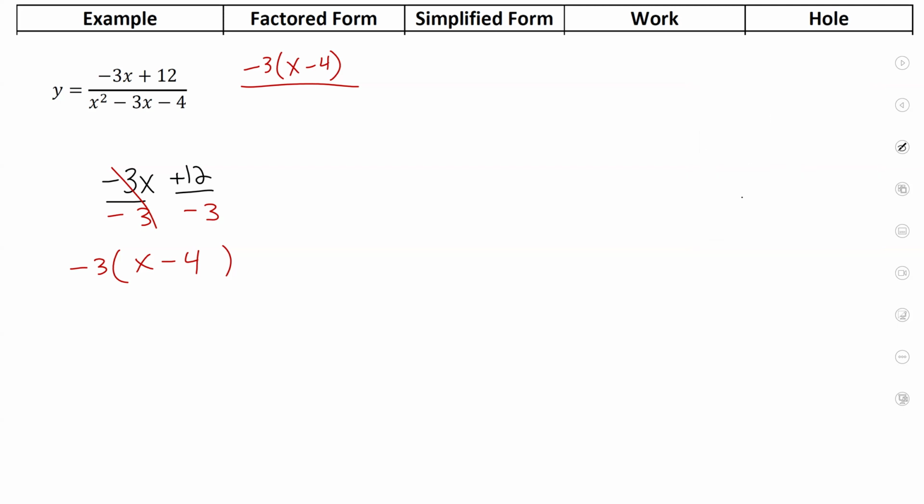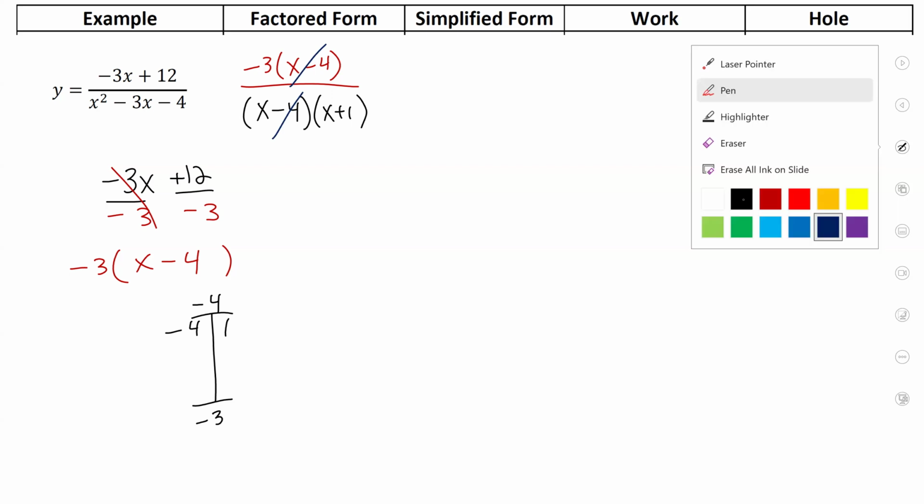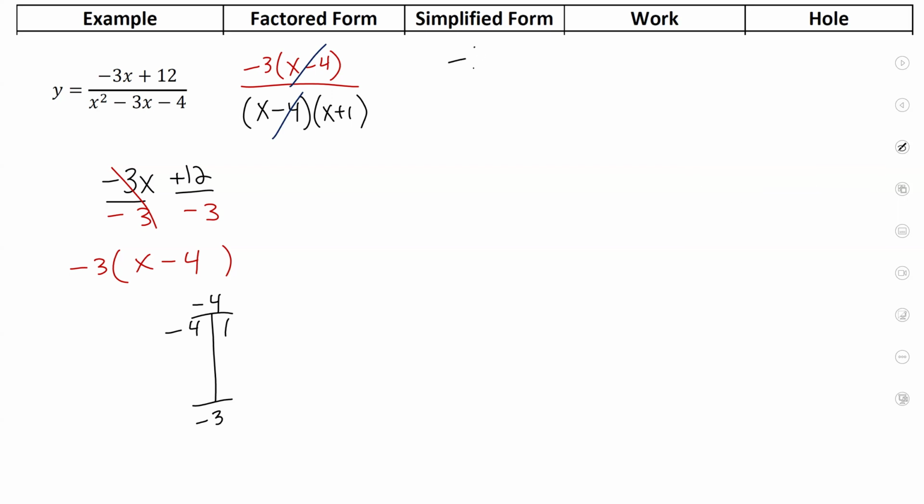Yes, we are. So I need two numbers that multiply to -4, but add to -3. Perfect. -4 times 1 is -4. -4 plus 1 is -3. So those are my two factors. X minus 4, x plus 1. Y'all see what cancels? Yep, that cancels, that cancels. So the simplified form is what's left. -3 over, y'all got it.